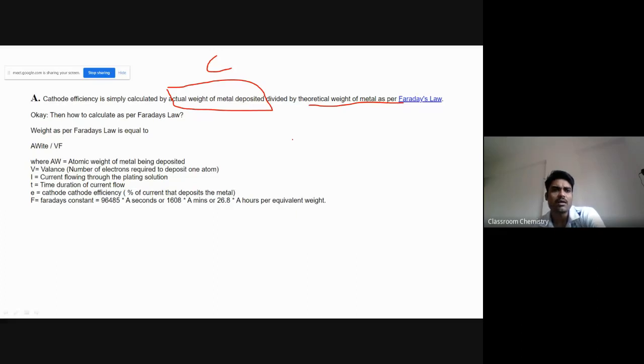How do we calculate the theoretical weight by using Faraday's law? This is the formula: AW into I into T into E divided by V into F. What is AW? AW is the atomic weight of the metal, and atomic weight is different from atomic mass.